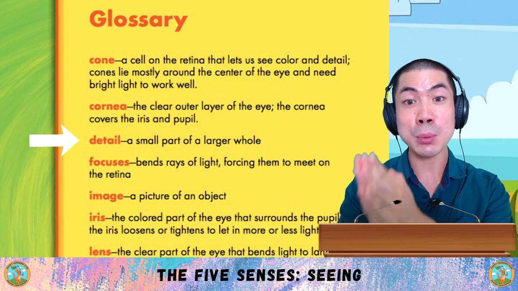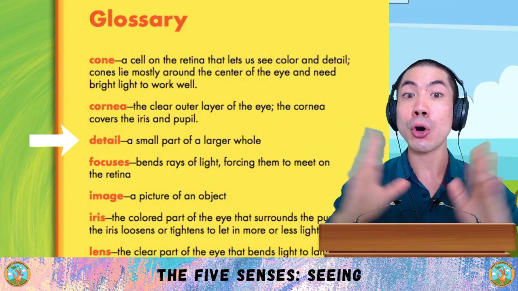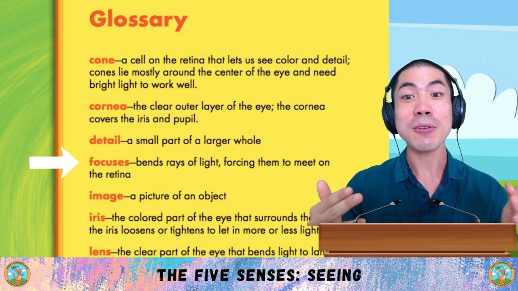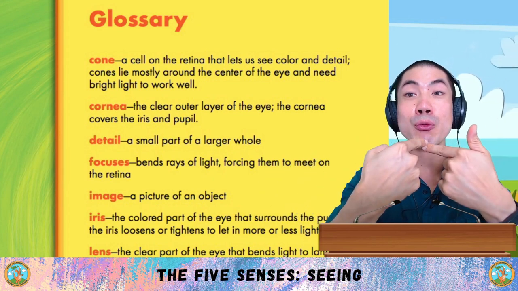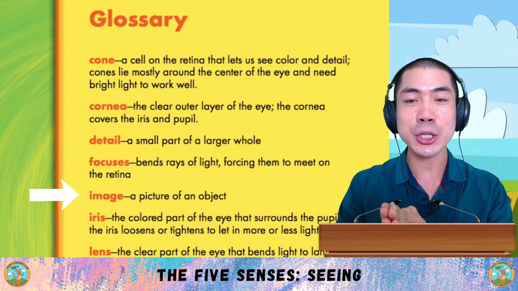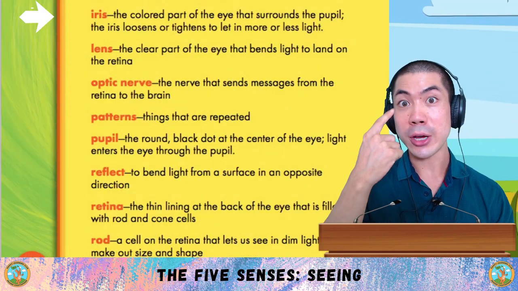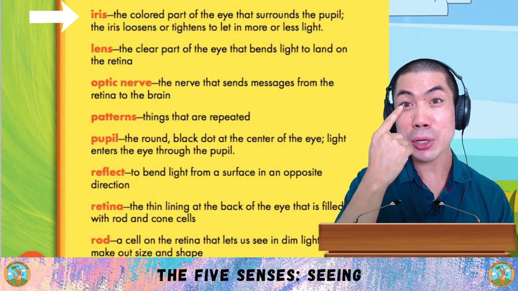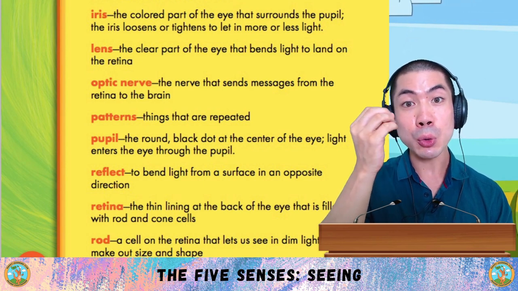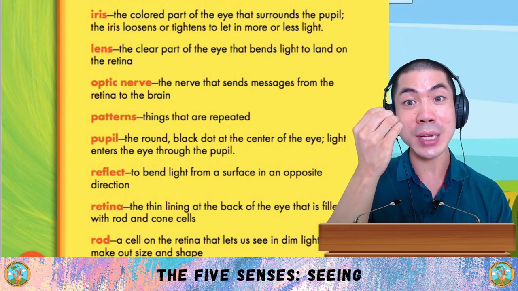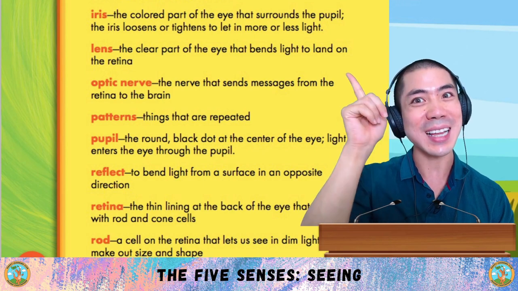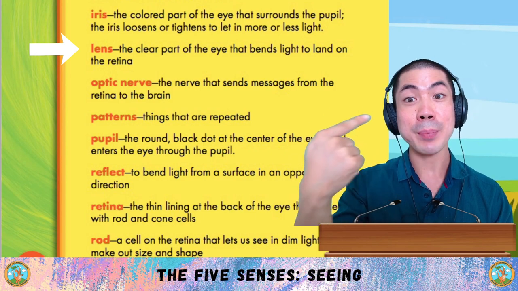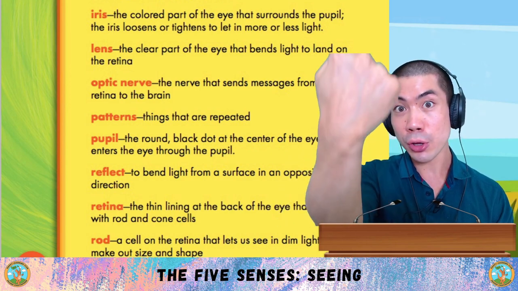Detail is a small part of a larger whole. Focuses means to bend rays of light, forcing them to meet on the retina. Image is a picture of an object. The iris is the colored part of the eye that surrounds the pupil. The iris loosens or tightens to let in more or less light. The lens is the clear part of the eye that bends light to land on the retina.